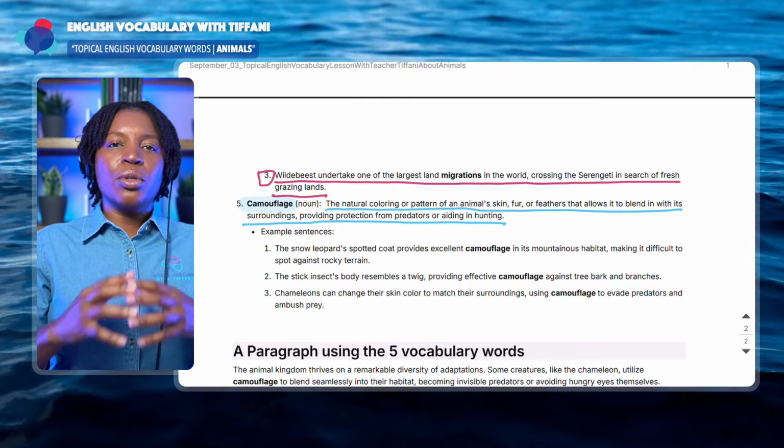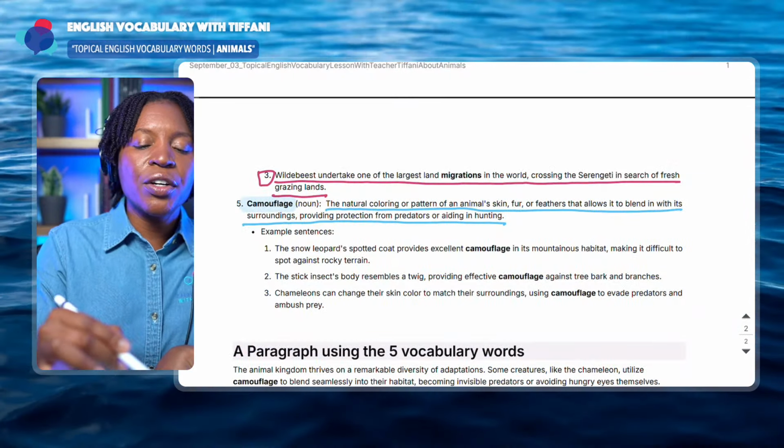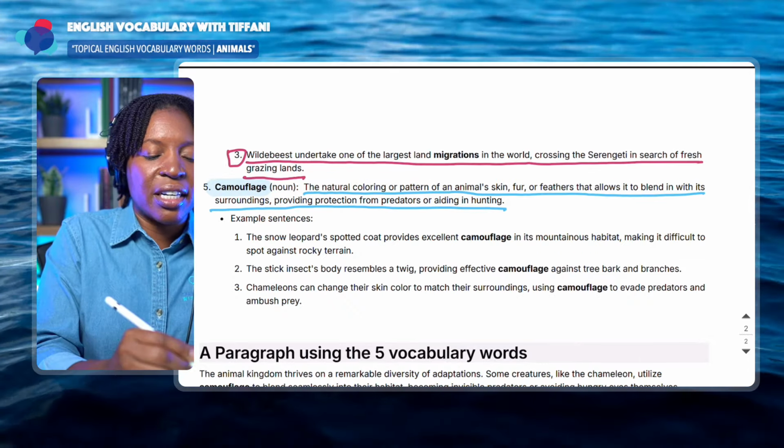Think about animals which are able to change their skin tone, change their skin color in order to blend in. A chameleon, right? Certain octopus, they're able to change their skin color to blend in with their surroundings. This is called camouflage. So check out these example sentences. Here's the first example sentence.